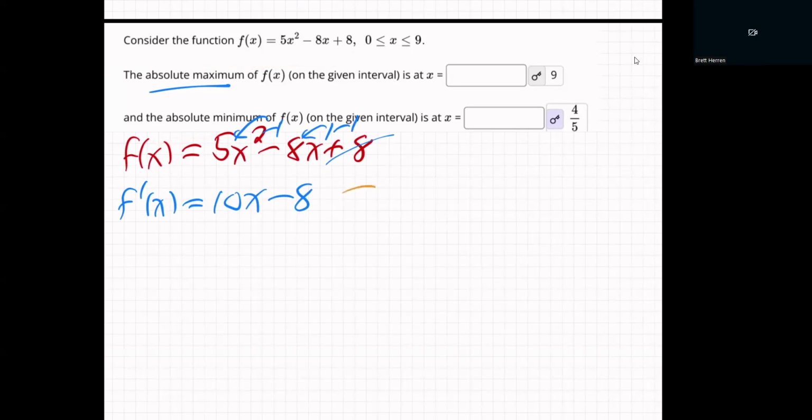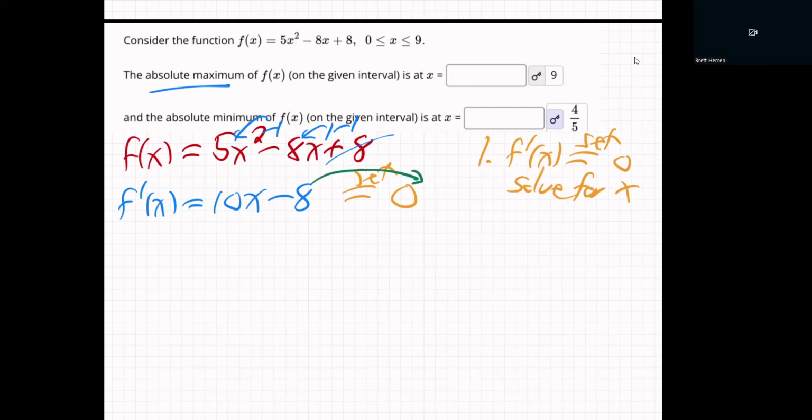Take the derivative and set it equal to 0 and solve. So step 1 for finding the absolute max and min is f prime of x set equal to 0, solve for x. So let me solve this equation. I'm going to bump the negative 8 over. So I get 10x is positive 8 divided by 10. X is 0.8.